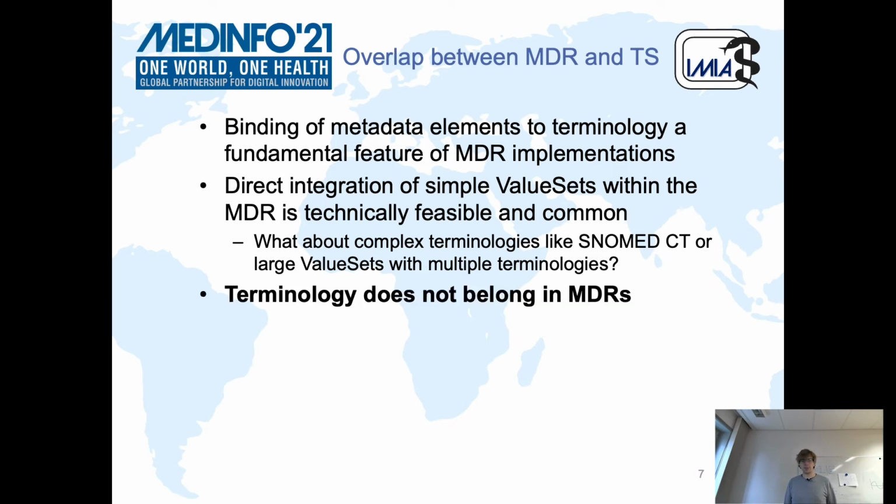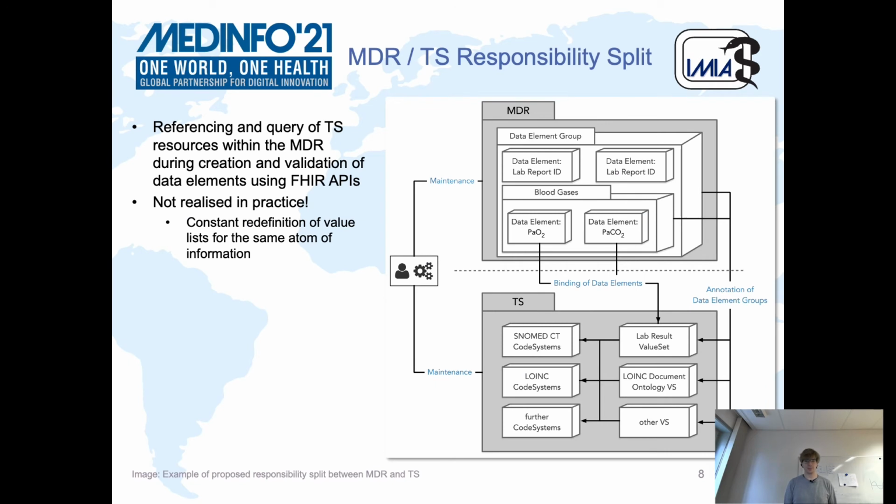So we would argue that terminology does ultimately not belong in MDRs, and we would rather advocate for a responsibility split between MDRs and terminology servers. So this is what this responsibility split might look like, where we have an MDR and a terminology server which are separated by a boundary, but they are able to communicate over REST APIs or some other mechanism. And the MDR is able to reference the terminology defined in this terminology server for binding and also for annotation, and it is able to query those resources at runtime to support users and domain experts when they define those data elements in the first place.